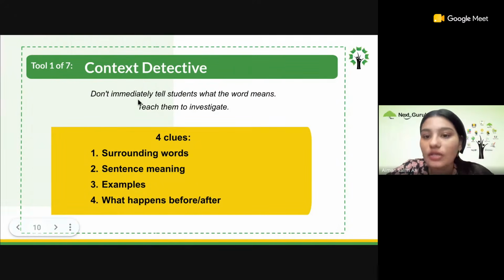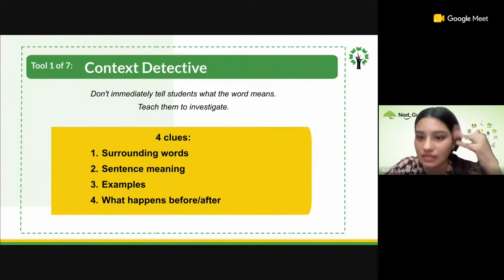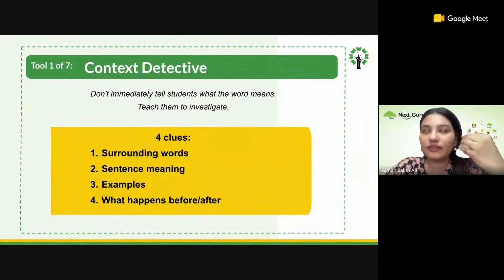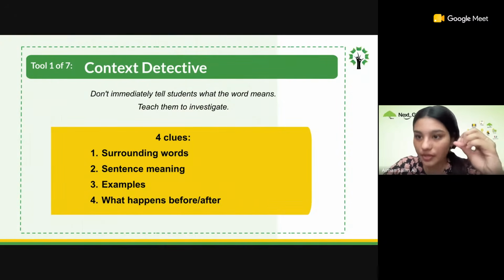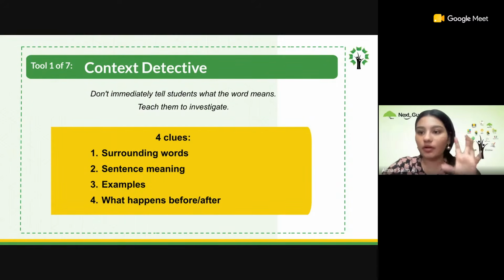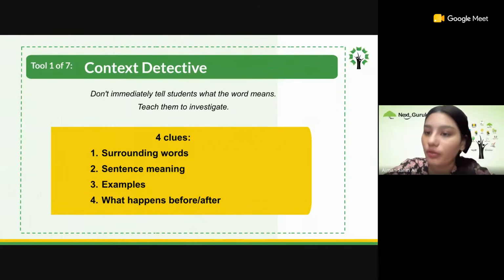It's about not telling immediately what the word means. And we teach the students to investigate. So basically, whenever they come up with a new word, our instinct is to quickly tell them what it means, right? Okay, they come up with a new word. Okay, you know what? This word means this. Finish. No, that's not what we are going to do.